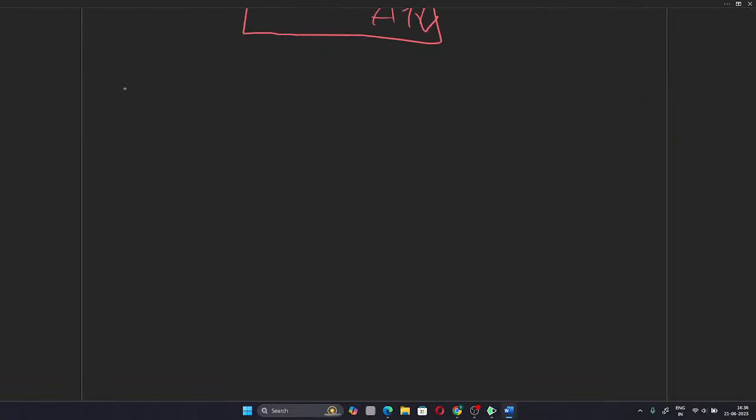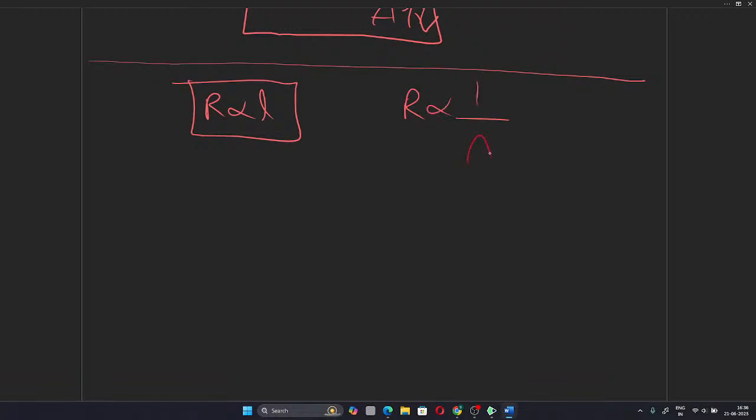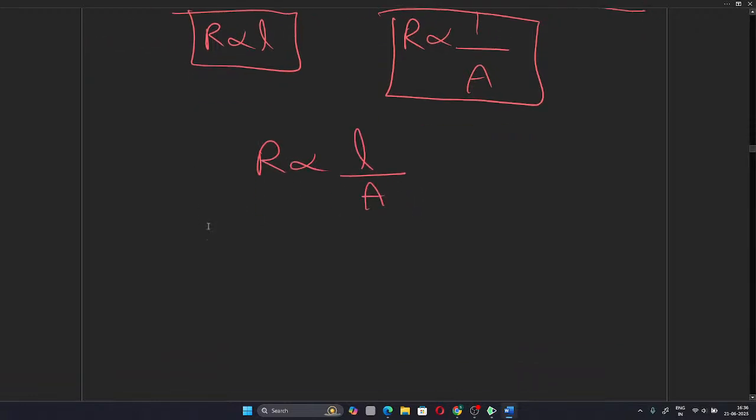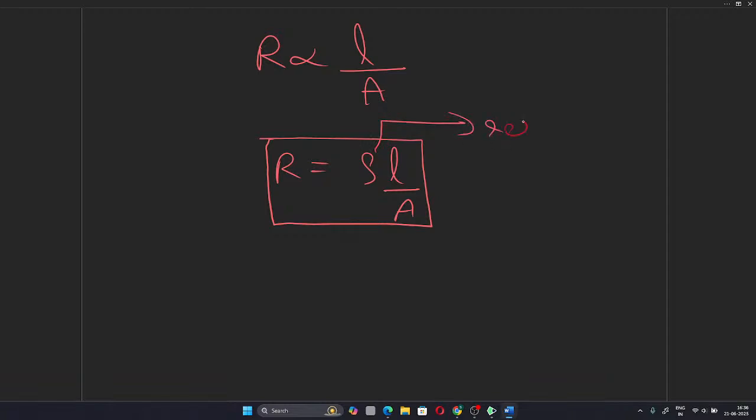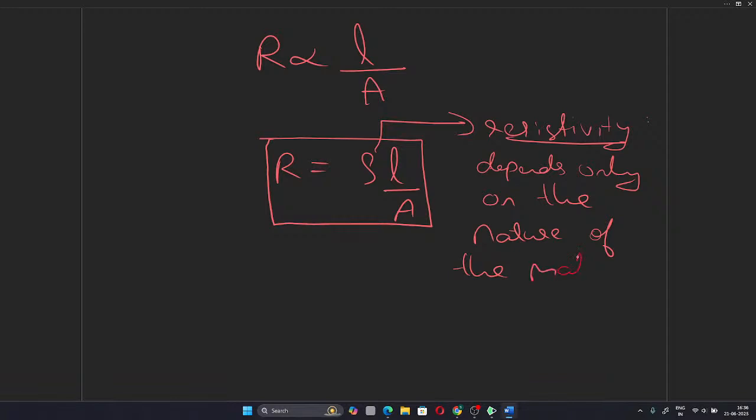And based on the two relations, R is directly proportional to L and R is inversely proportional to A, we can derive that R is proportional to L by A, and we can introduce a proportionality constant: R equals rho L by A, where rho is resistivity, which depends only on the nature of the material, along with temperature, and not the dimensions of the conductor.